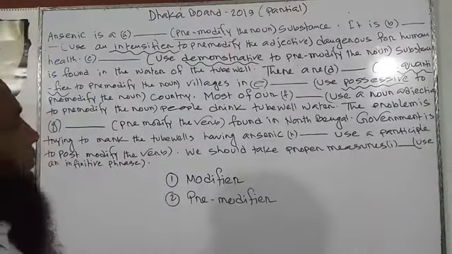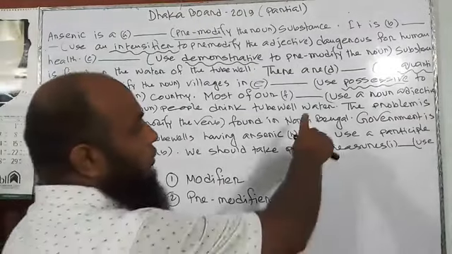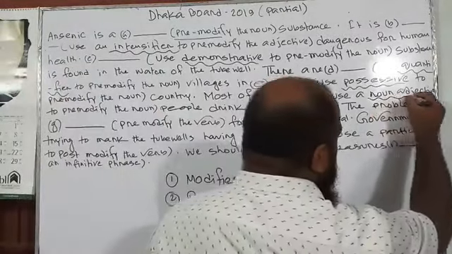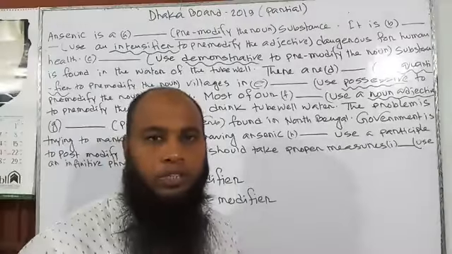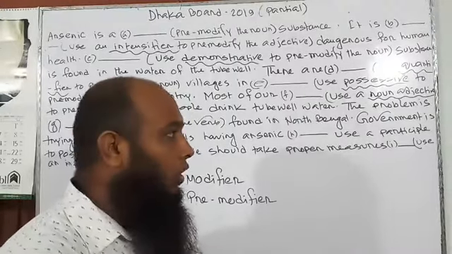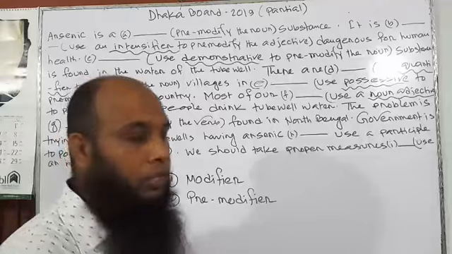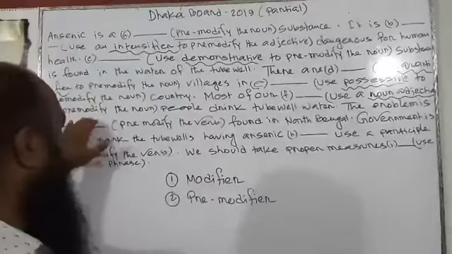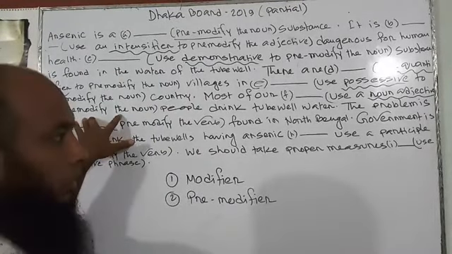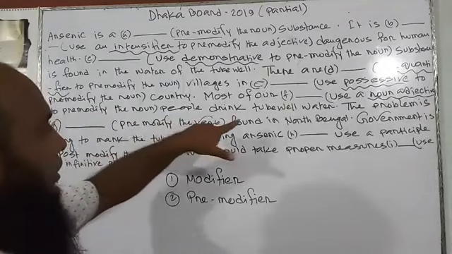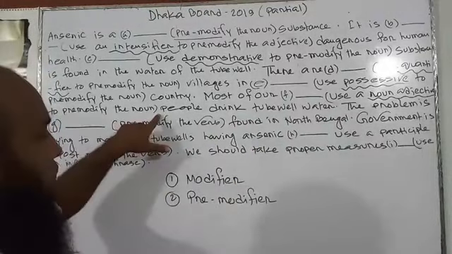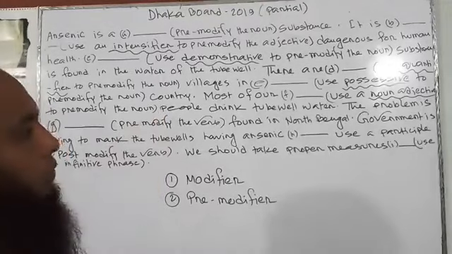Now, most of our use a noun adjective. So we know adjective, but what is noun adjective? There may be a question. What is noun adjective? And you should know it. Use a noun adjective to pre-modify the noun. Okay? So most of our people drink tube-well water, and before people we have to use a noun adjective.